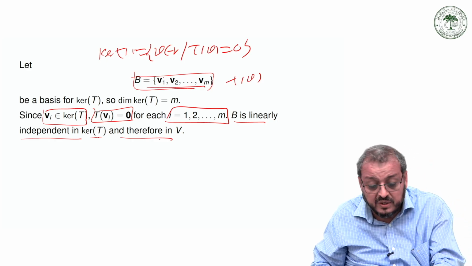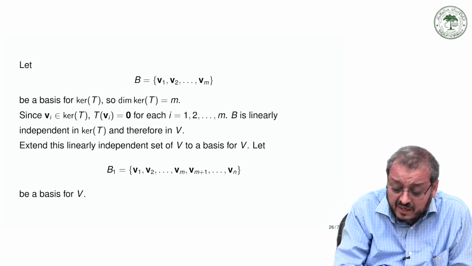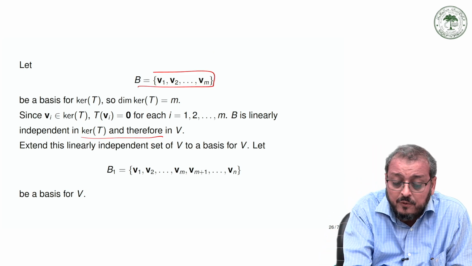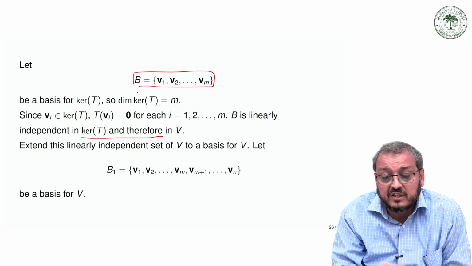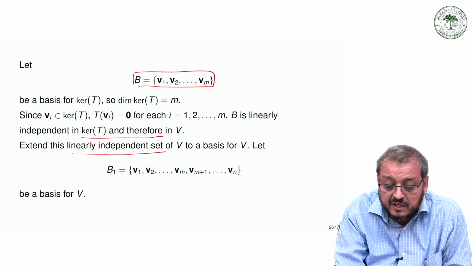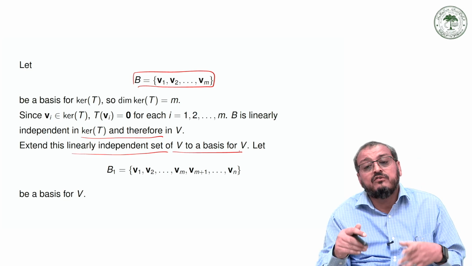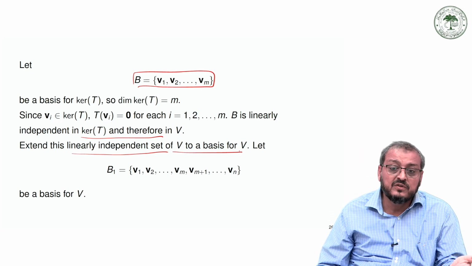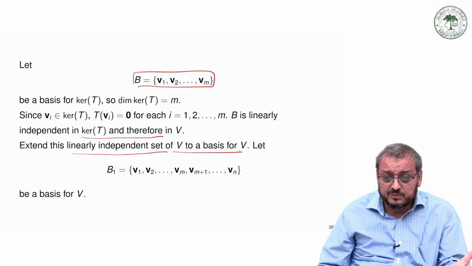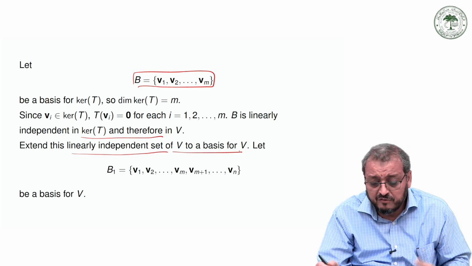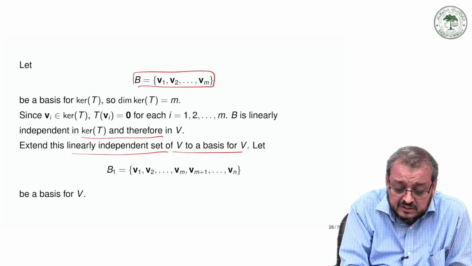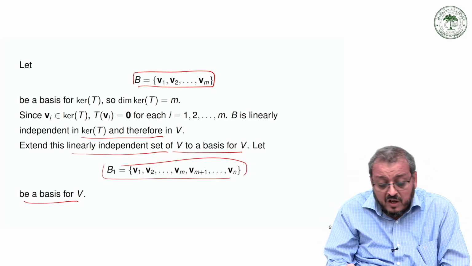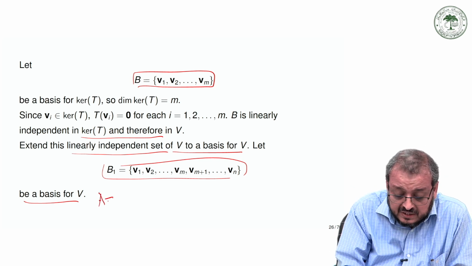Okay, so now we try to extend this linearly independent set v1, v2, ..., vm up to a basis, since we can extend a linearly independent set up to a basis. The dimension of our vector space V means the basis has n elements, so we have to extend v1 up to vn. Now we consider a set like this.